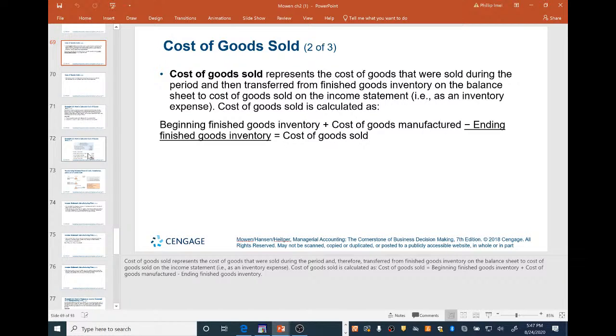You take what you have at the beginning, take what you either bought or manufactured, and then back out what you had at the end, and that's going to give us the cost of goods sold or your direct materials, right? So it's the same. You kind of see how it's the same thing. Even with the work in process, you had the beginning, back out the end.